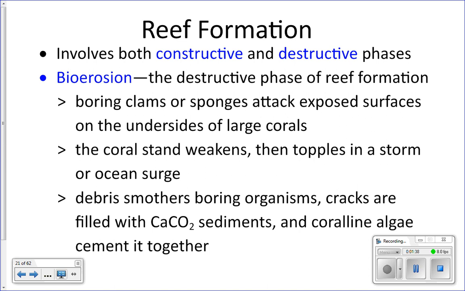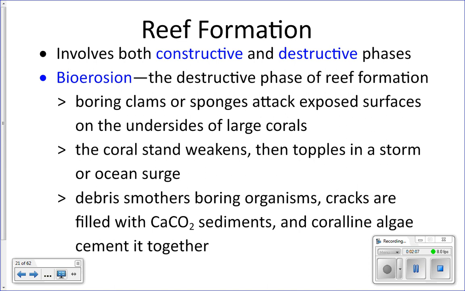So you've got lovely little coral colonies, okay, that are growing. And you've got all sorts of boring sponges and clams and stuff that burrow into the base of the coral. Okay, that's where they live. So they burrow into the base of the coral and weaken it. And then when storms come, okay, these coral colonies fall over because they are weakened at the base.